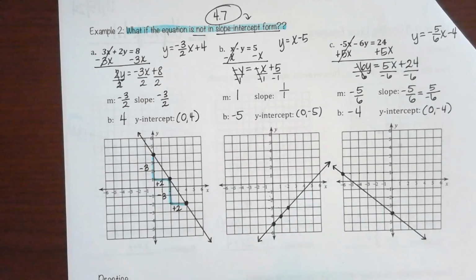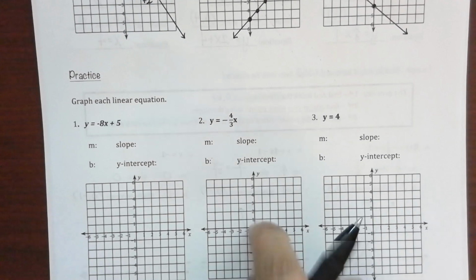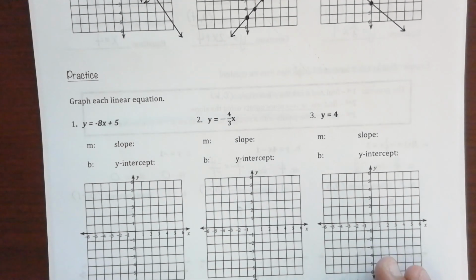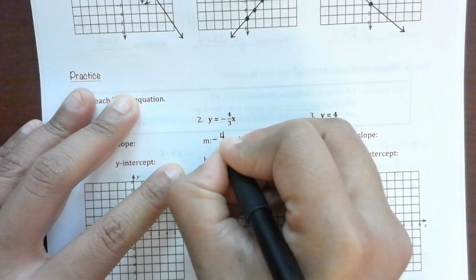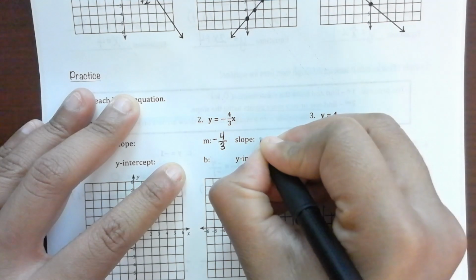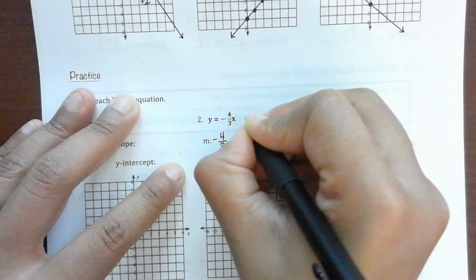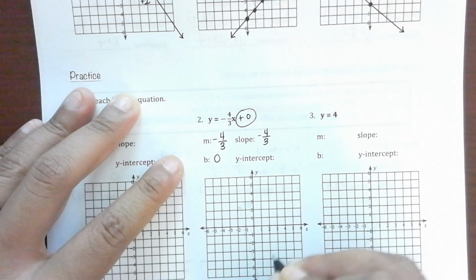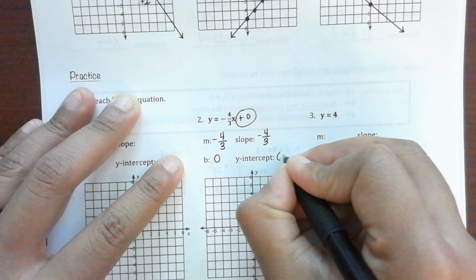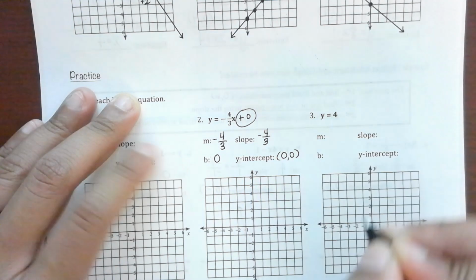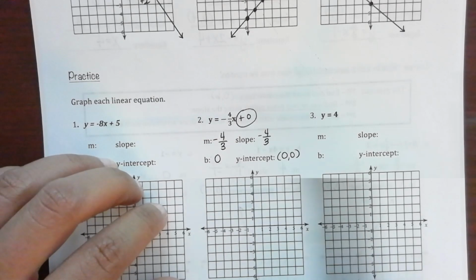Look at number 2 down here on the practice really fast. I want to talk about this. I have y equals negative 4/3 x. What's m? Negative 4/3. Absolutely. What's my slope? Negative 4/3. What's b? 0. Because what's written there that we can't see? Making my y-intercept what? Nope. 0, 0. What do you mean? Undefined talks about slope of vertical lines. This has a y. This isn't vertical.